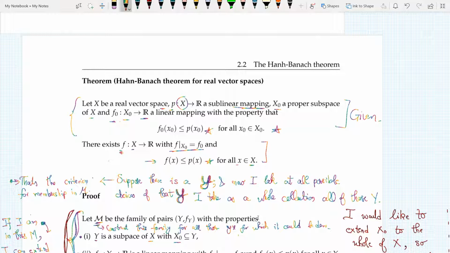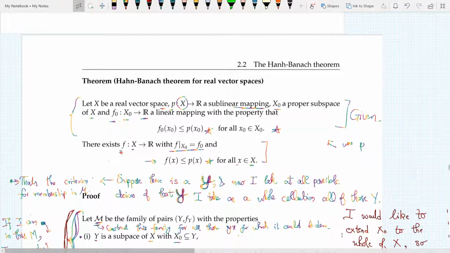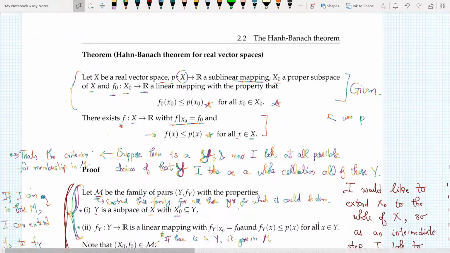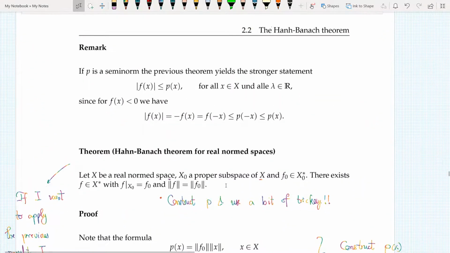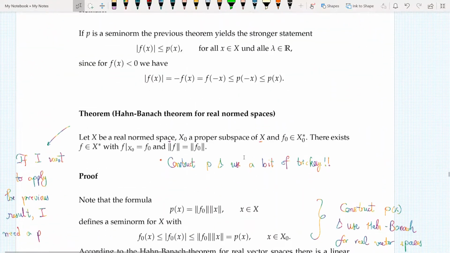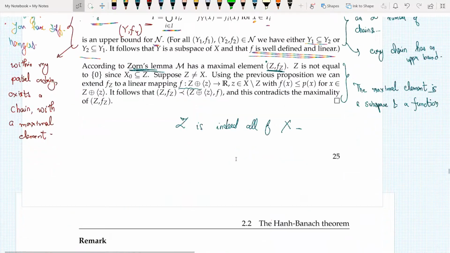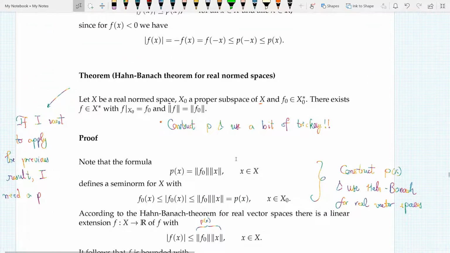The difference between this one and the one we are doing right now is that the one here uses P, but we do not have any P in the Hahn-Banach theorem for norm spaces. So we do a bit of trickery and construct a P. And now we have a P defined. In this theorem there is no P, so I construct a P and then use the Hahn-Banach theorem for real vector spaces. Now let's look at the construction.